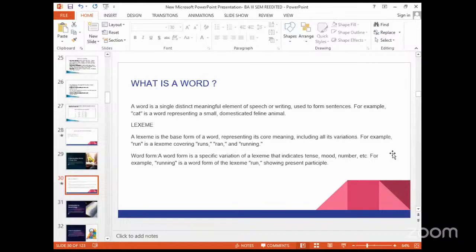So, what is a word basically? A word is a single, distinct, meaningful element of speech or writing used to form sentences. For example, we talk about a cat, which is a word representing a small domesticated feline animal. And a lexeme is the base form of a word representing its core meaning, including all its variations. For example, run is a lexeme covering run, ran, and running.